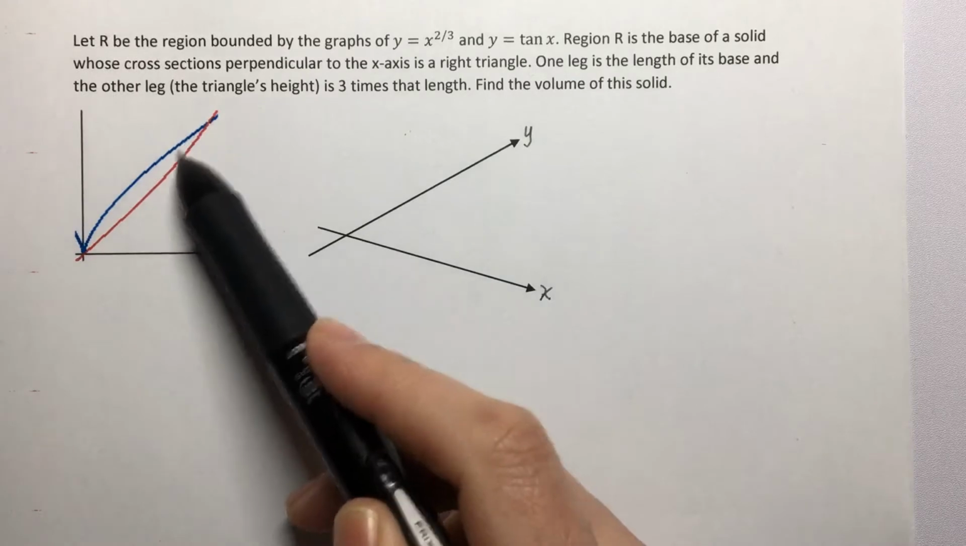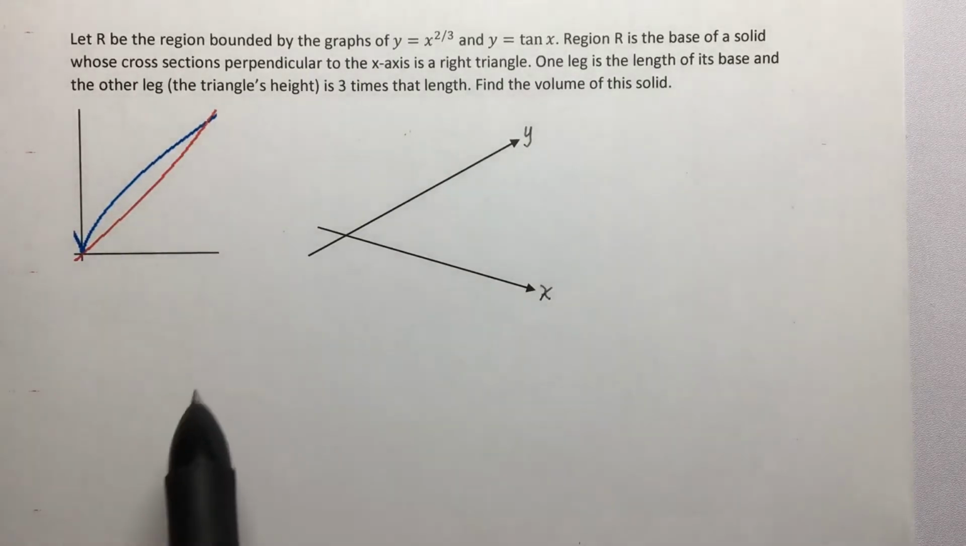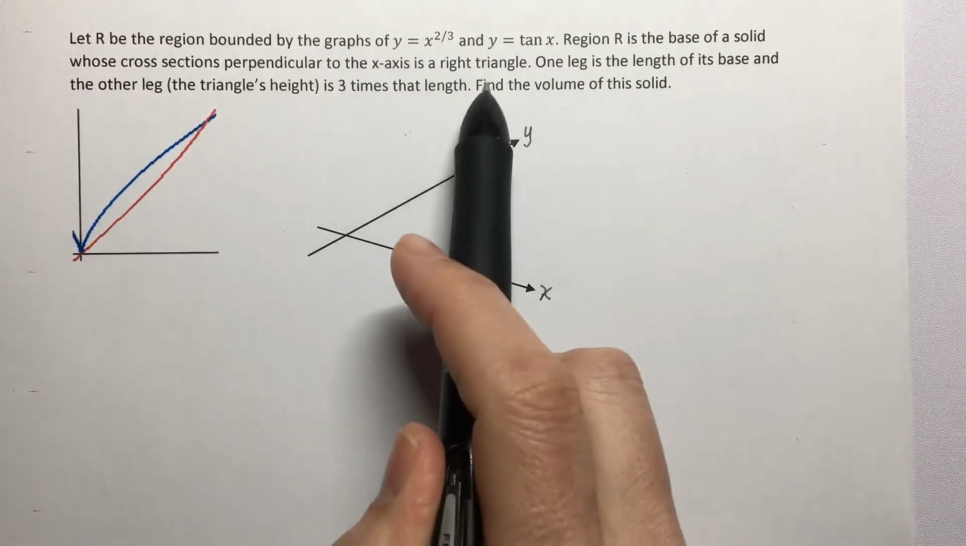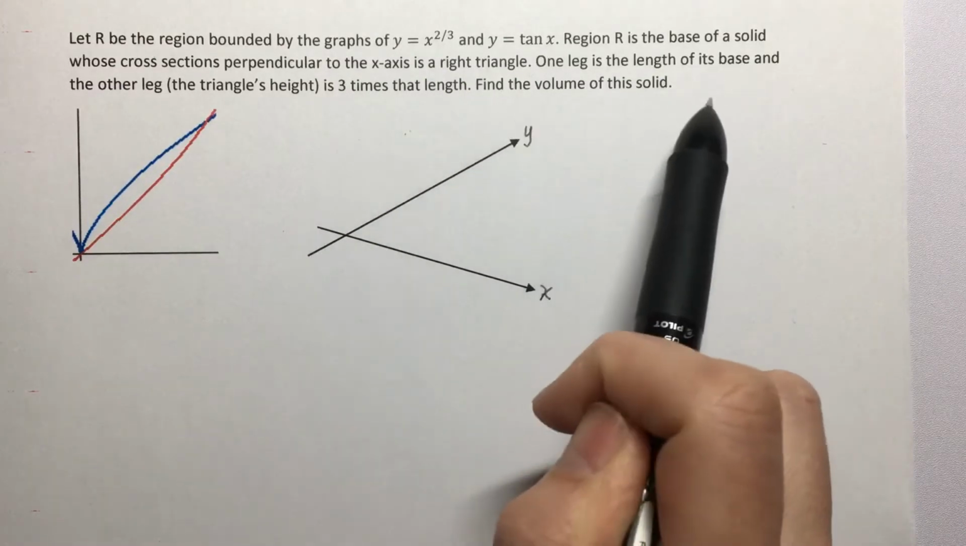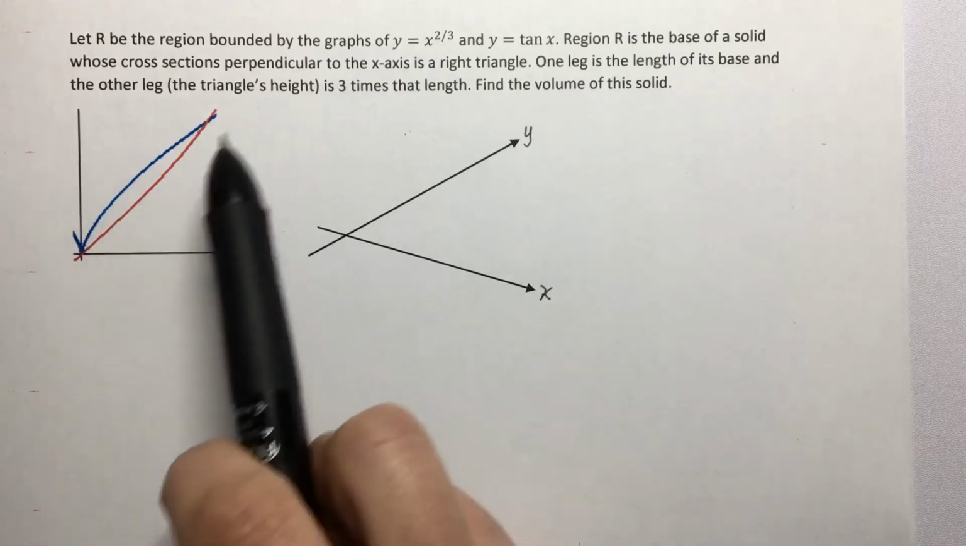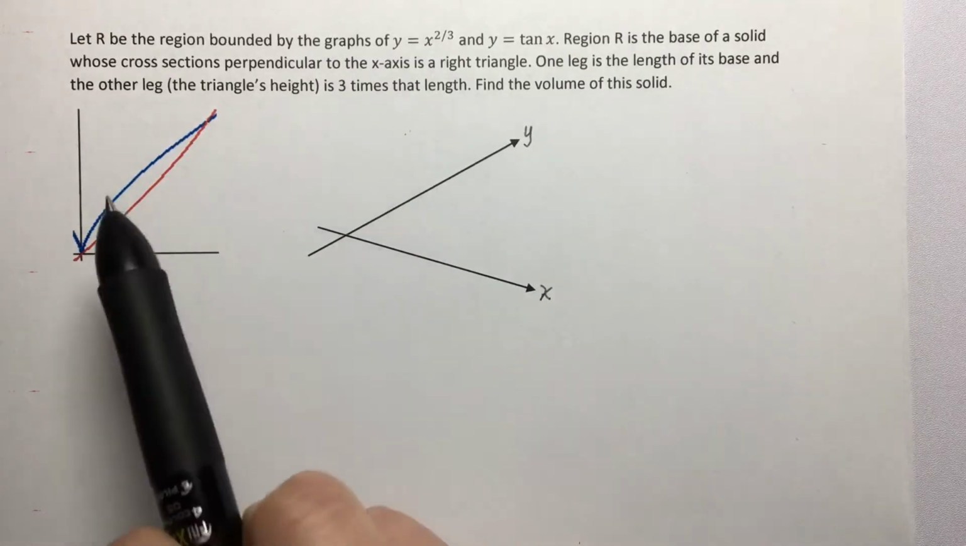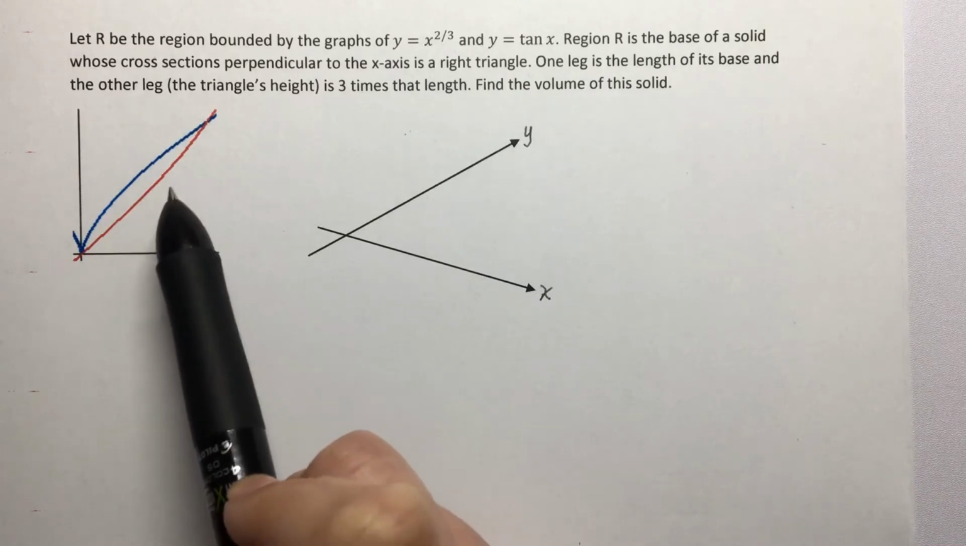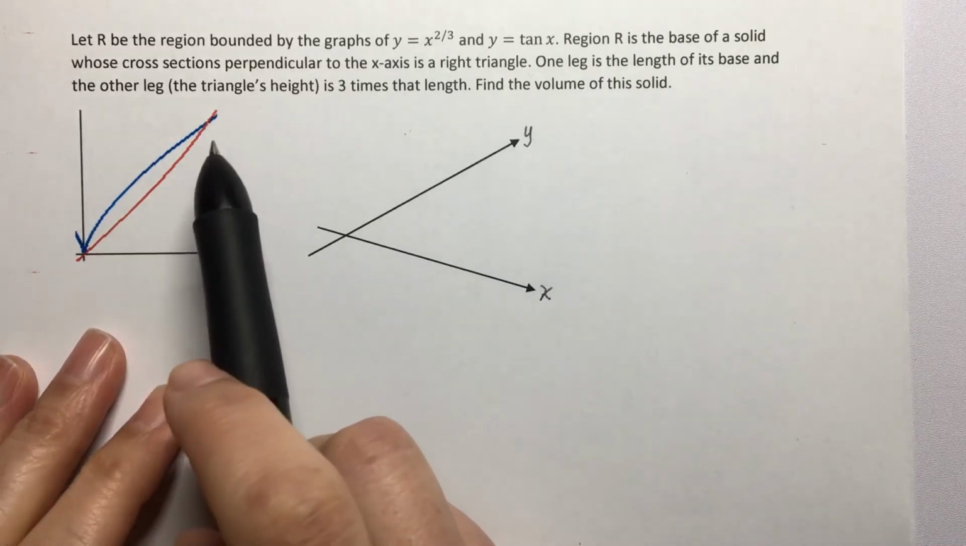Region R, that region here, is the base of a solid whose cross sections perpendicular to the x-axis are right triangles. One leg is the length of its base and the other leg, the triangle's height, is 3 times that length. Find the volume of this solid. And you might be just like going, what? Okay, so let's break this down really carefully.